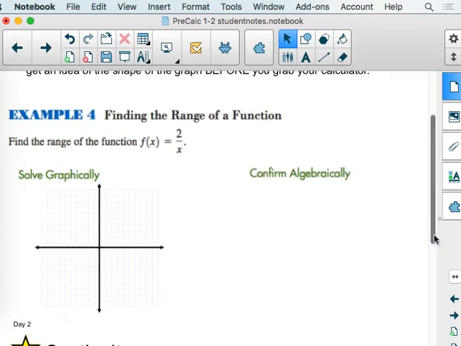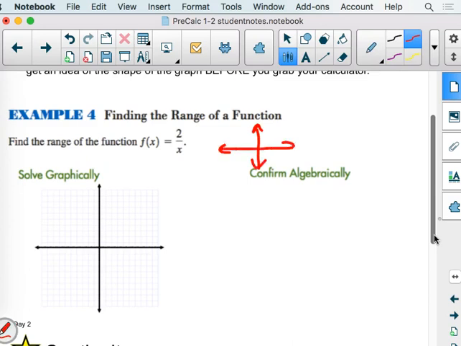So, memory bank time. 2 over x. Yeah, it's a hyperbola. Anything with division gives us a hyperbola. And if we remember all of our algebra 2, we remember that the 2 on the top is responsible for pulling the graph away from 0, 0, from the origin. So what's going to happen here is that I'm going to end up with a nice little branch here and here. And that's because this is a positive 2.